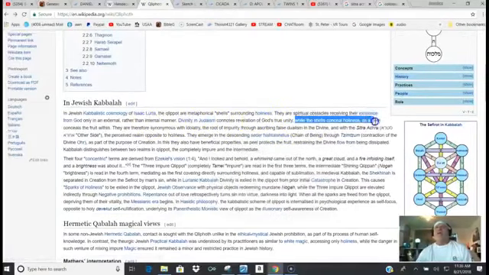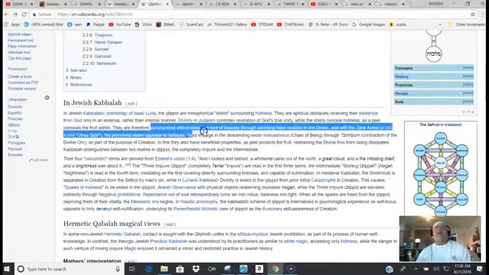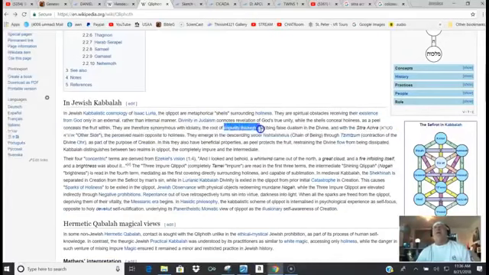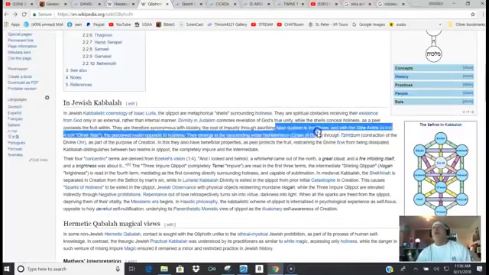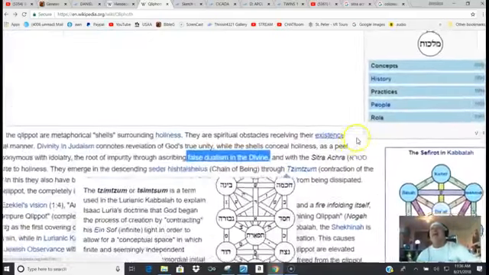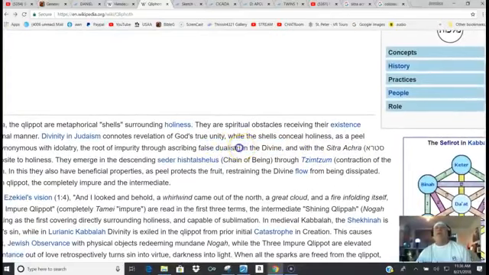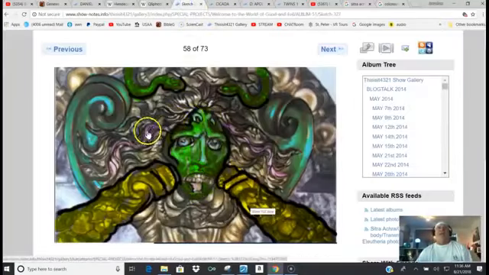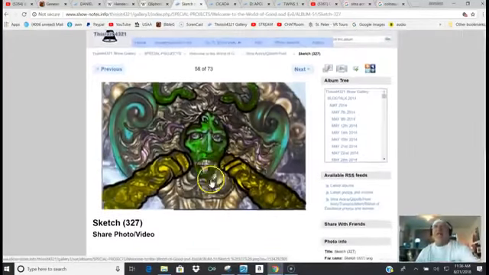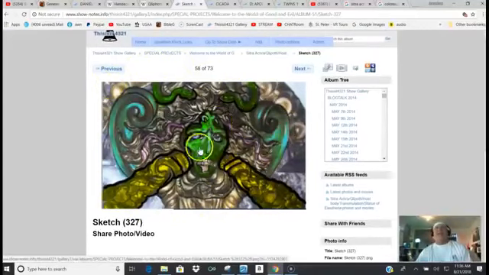While the shells conceal holiness as a peel that conceals the fruit within, they are therefore synonymous with idolatry, the root of impurity through ascribing false dualism to the divine. See that? See the false dualism? Dual means two. Like, you know, dueling banjos, or let's have a duel where two people fight. Look right here. See the dualism? One, two. And so that's what rules this system. He's double-minded. The Bible says, cleanse your hearts, you double-minded.